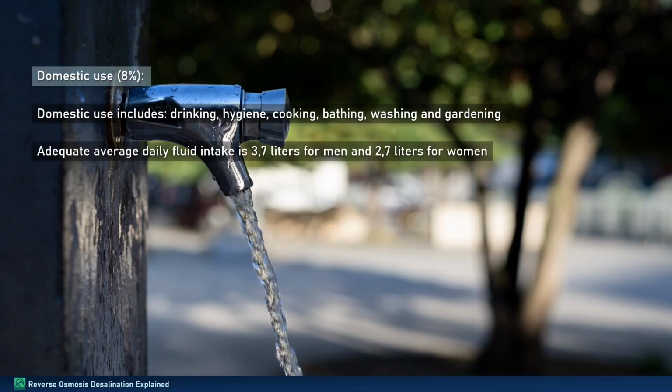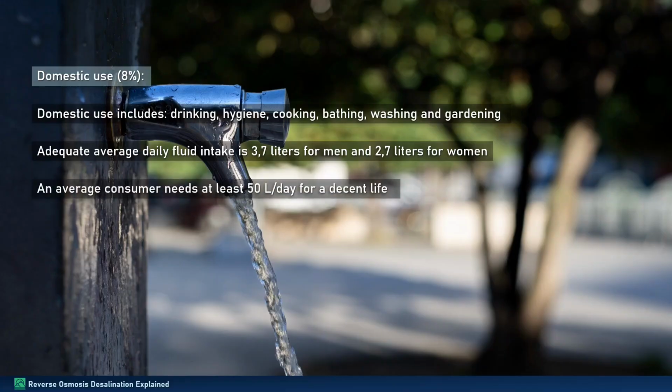Scientists report that adequate average daily fluid intake is 3.7 liters for men and 2.7 liters for women, with fluid including water, beverages, and food. An average consumer needs at least 50 liters per day for a decent life. In developed countries, consumers can use up to 250 liters per day, such as in the USA. And of course, water has to be clean and safe to consume, so you can imagine the challenge of providing billions every day with safe and enough water.